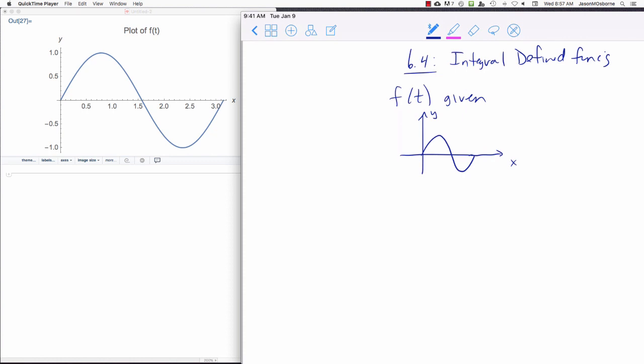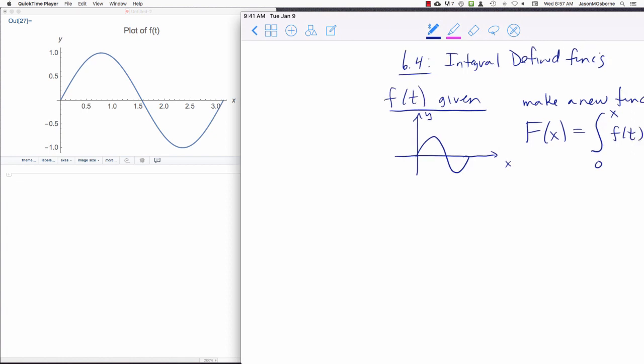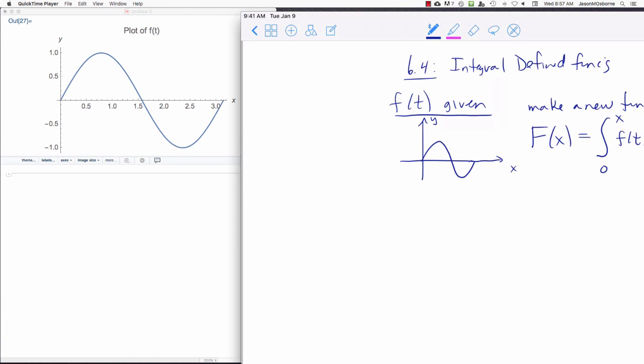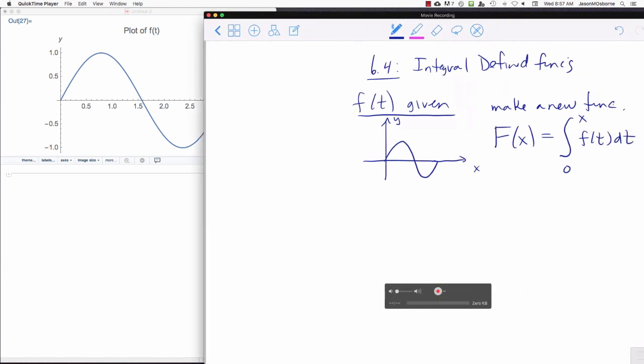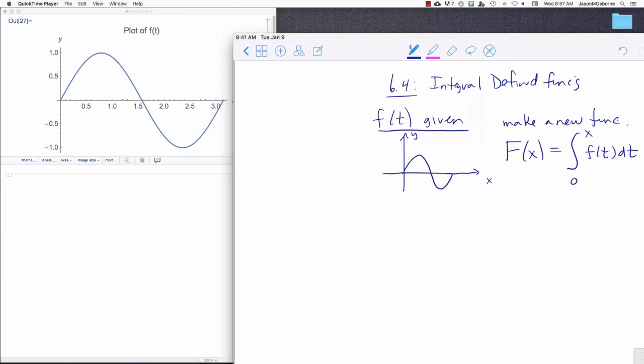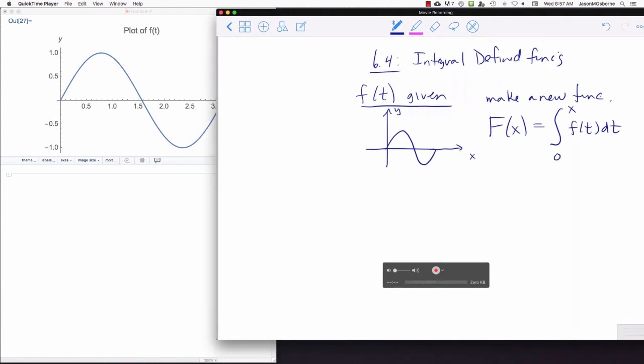But I'm going to take this given function and make a new function. The book typically calls this capital F of x, and we'll call this the integral from 0 to x of f of t dt. So there is the plot that is shown, and the new function that we have. And I want you to answer the following question.